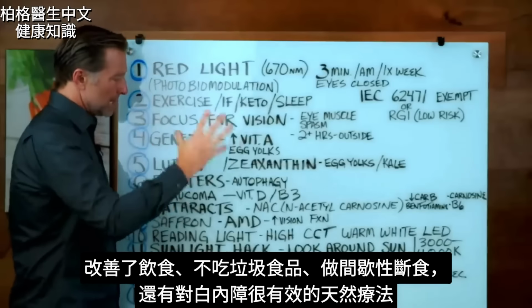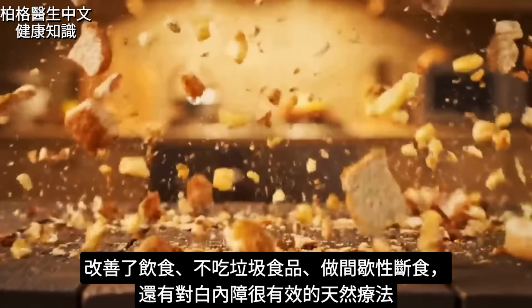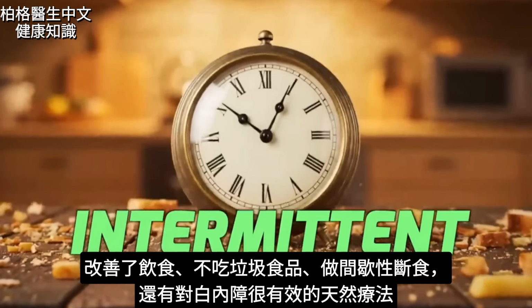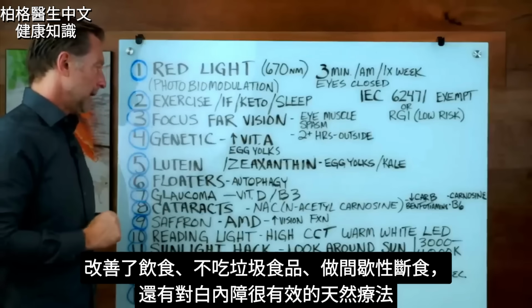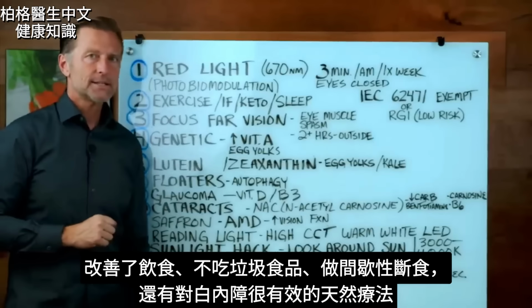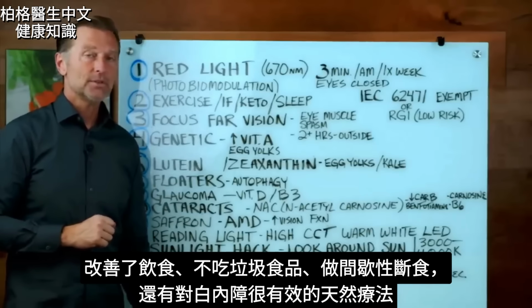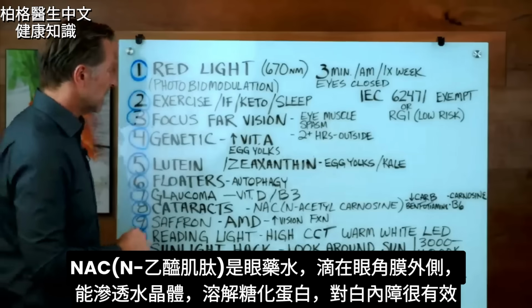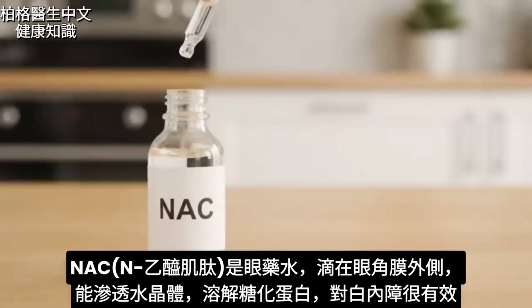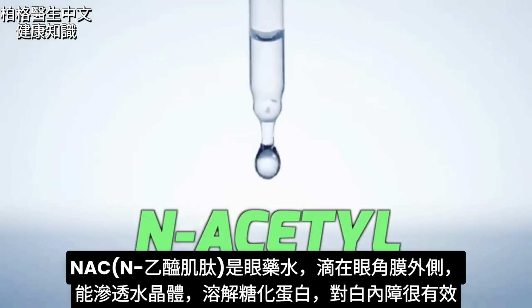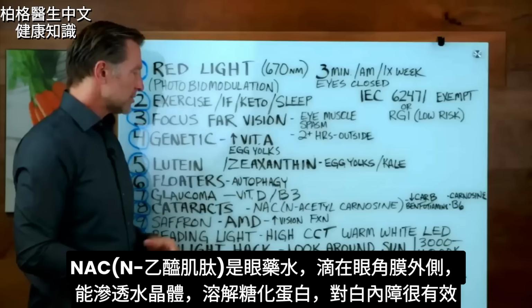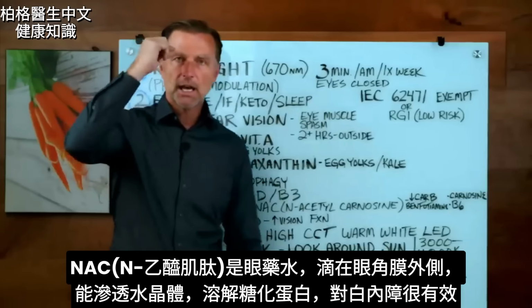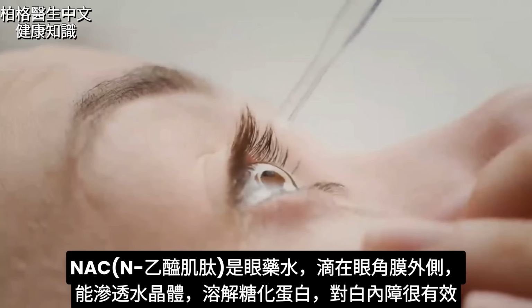As you clean up the diet and you get rid of the junk food and you do intermittent fasting, there's a great remedy that works fantastic with cataracts, in animals and humans. You have to search it out. NAC as a natural remedy. It stands for N-acetylcarnosine. This comes in drops, and you put it on the outside of your eye, the cornea.